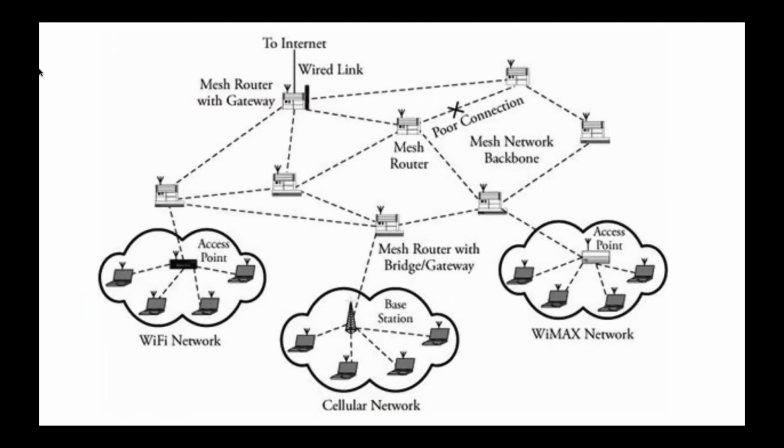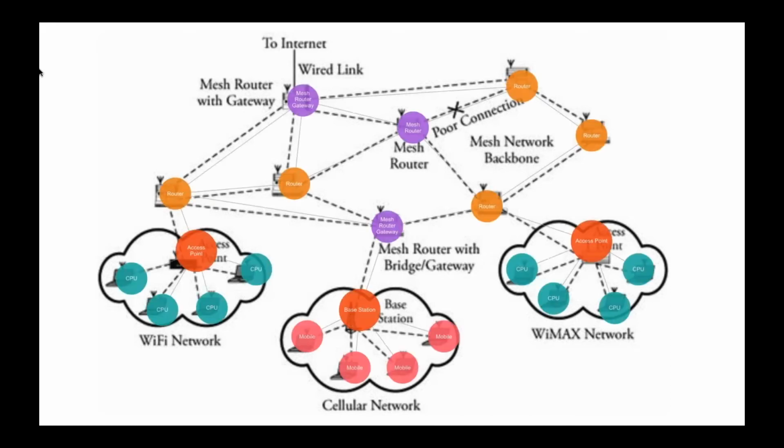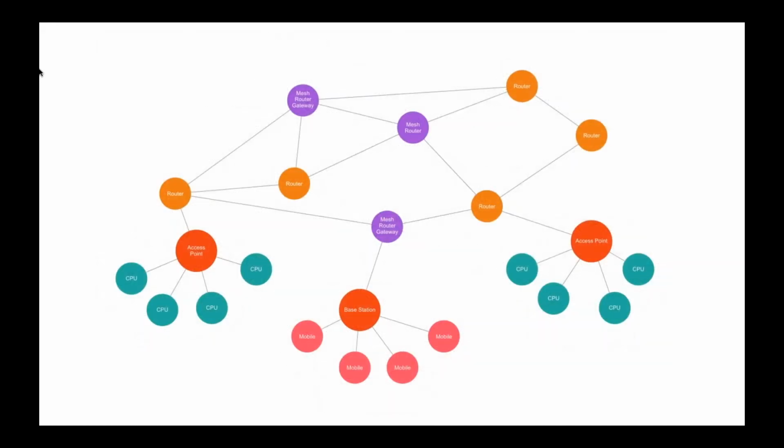So here's a great telco network. We've got Wi-Fi, we've got cellular, we've got WiMAX, we've got routers. We've got connections to the internet. We have, oh, even a poor connection there. So something is breaking or we're experiencing an outage. That's really, really well expressed as a Neo4j graph. So mapping these things out as a network topology is very, very natural in the world of graph.